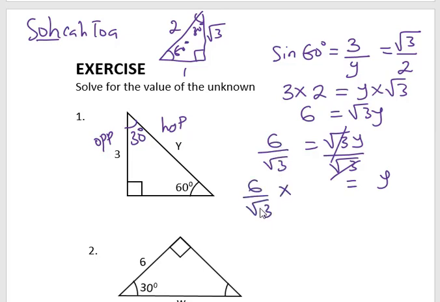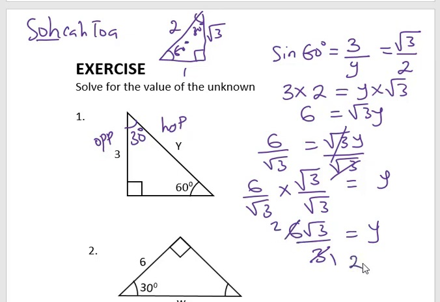So because we have a surd at the denominator, we have to multiply both sides by that particular surd. So doing this, 6 times √3, 6√3 over √3 times √3, which is 3, is equal to y. Now 3 here is 1 and 3 here is 2. So we have 2√3 is equal to y. And that's just it. So the value of y is 2√3. Very simple.